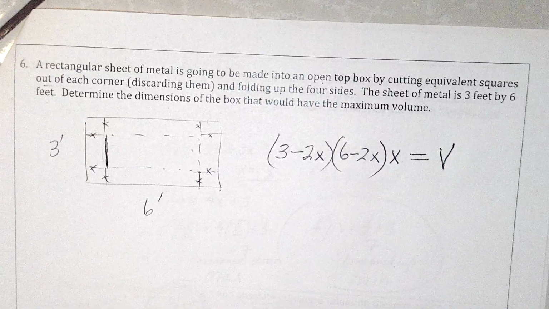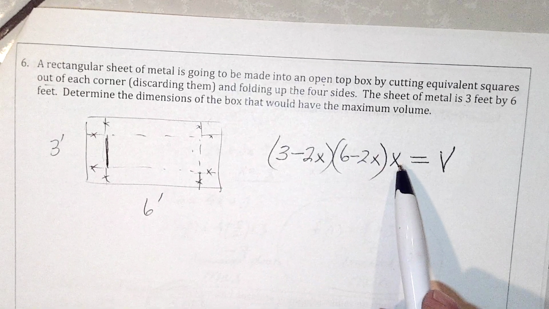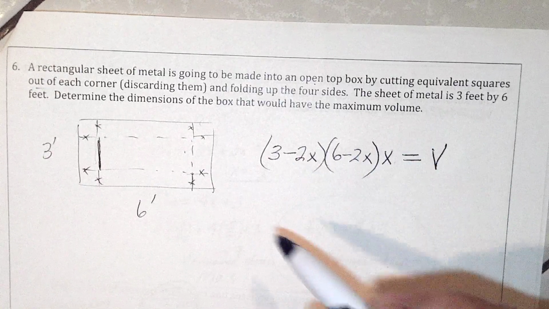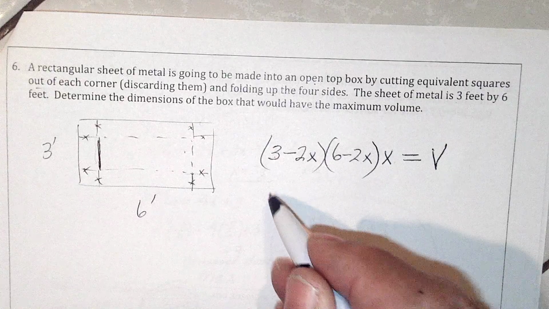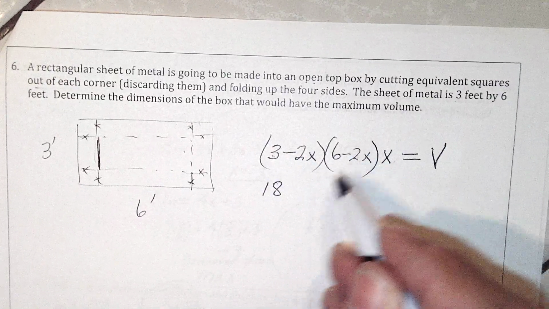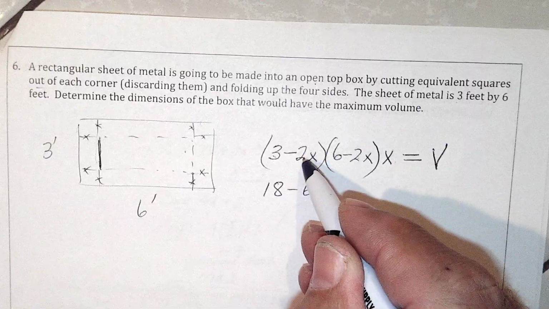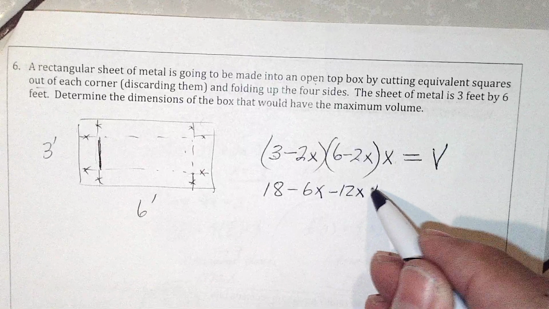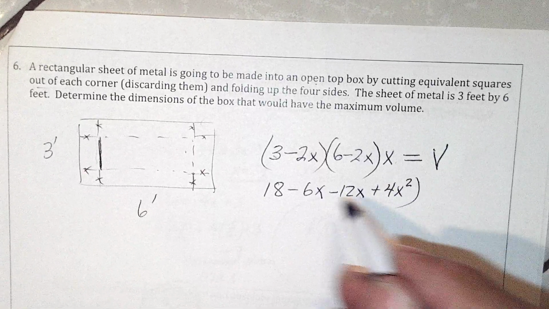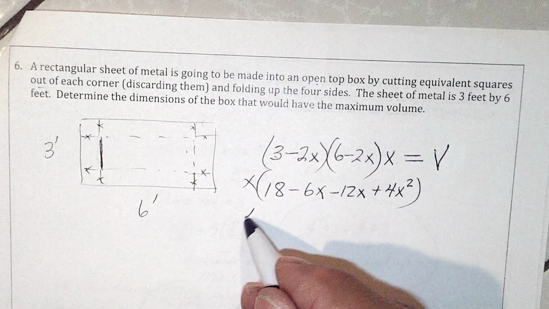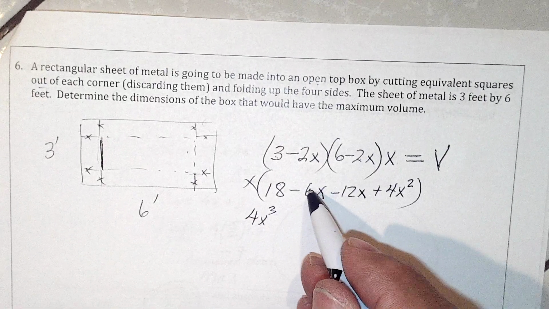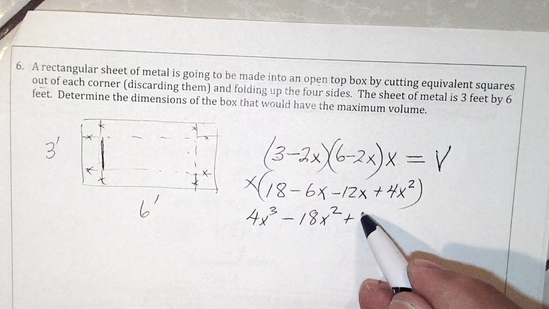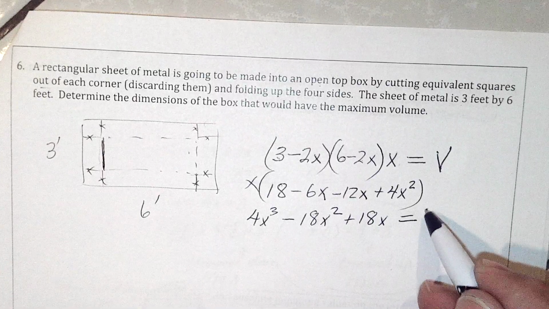And if we're going to maximize, we're going to find the derivative of this. We could do the product rule on this, triple product rule, or we can multiply this out. 3 times 6, 18, minus 6x minus 12x plus 4x squared, and all that's times x. So I get 4x to the third minus 18x squared plus 18x is the volume.